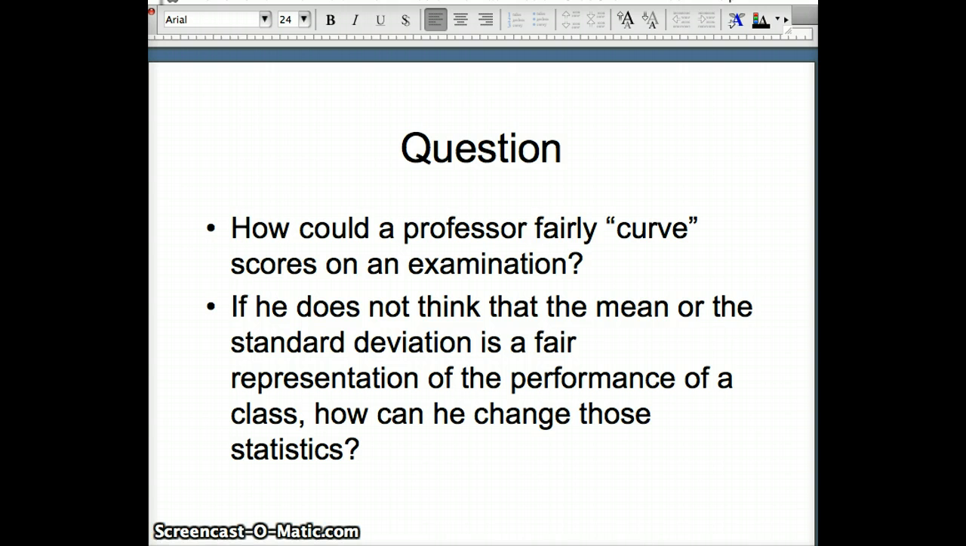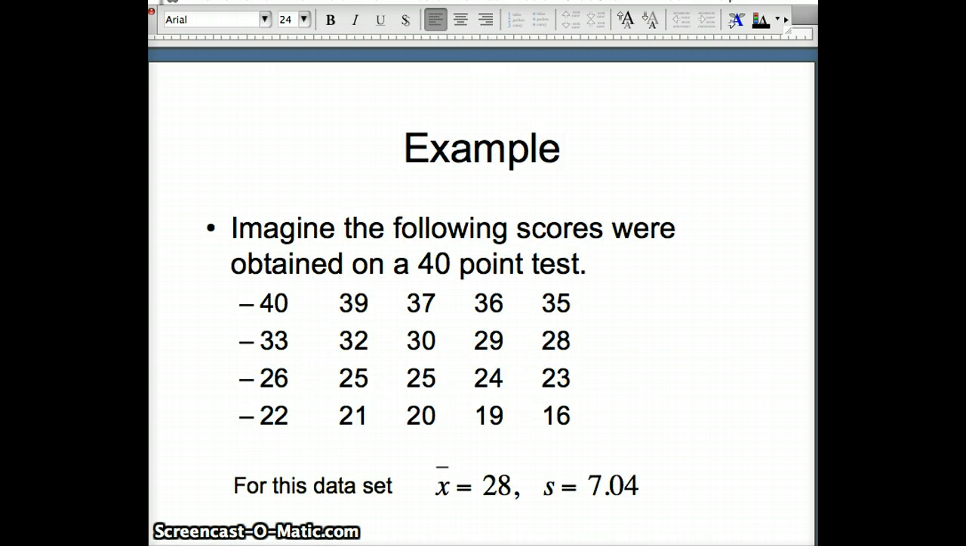So here's a question. How could a professor fairly curve scores at an examination? In essence, he doesn't think the mean or the standard deviation is a fair representation. So the question is, how can we change those statistics? And this idea generalizes beyond test scores. It's just the simplest metaphor for us to use when we're discussing converting data sets.